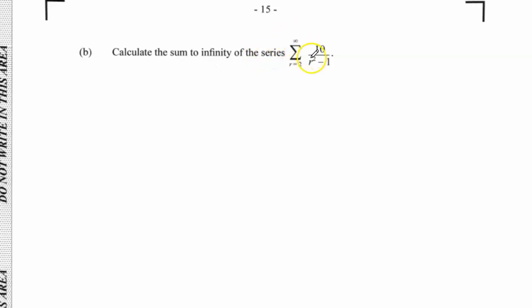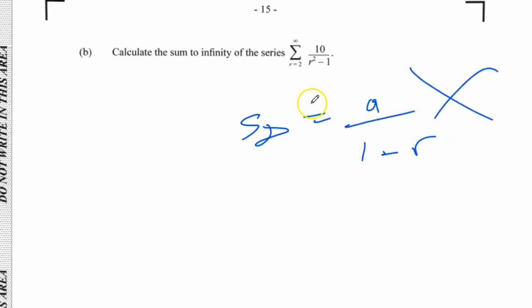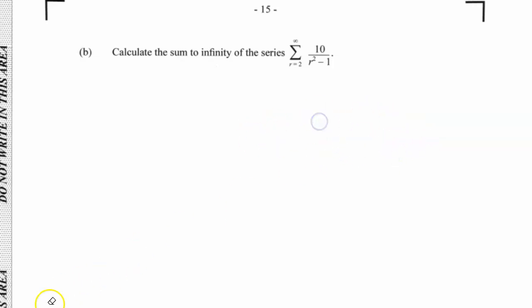And this is definitely not a geometric series. So the formula for sum to infinity that we use, a over 1 minus r, is not applicable because it is simply not a GP. Good. So let's try to write out some of the terms and see if we can figure out a pattern here. So the first term would be when r is 2.